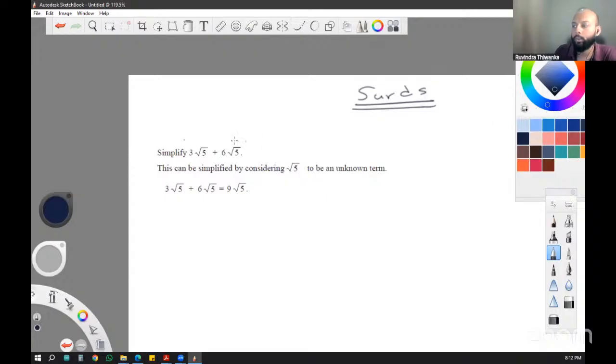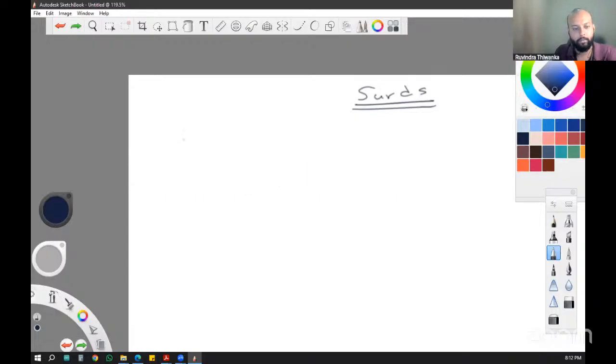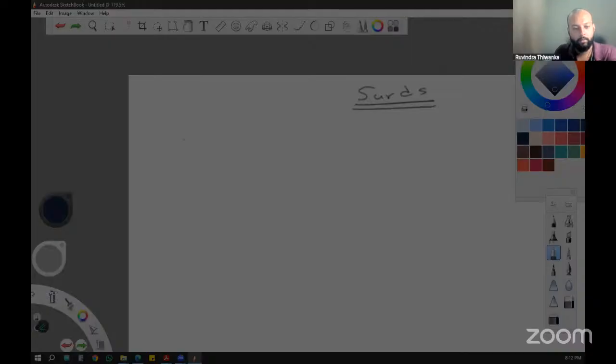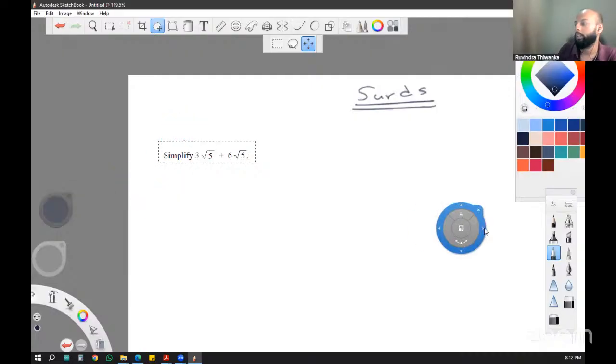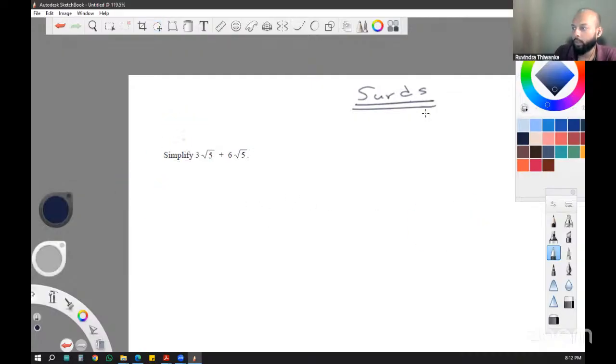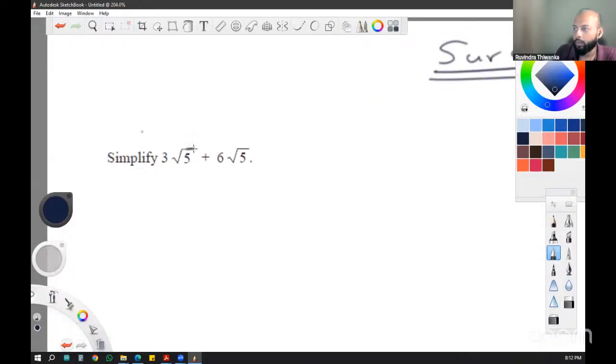Now, simplify 3 root 5 and 6 root 5. Okay. So here you can see the inside root, you don't have a perfect square number. Root 5 is not a perfect square. But as you can see, outside you have a number.